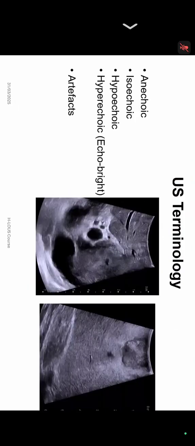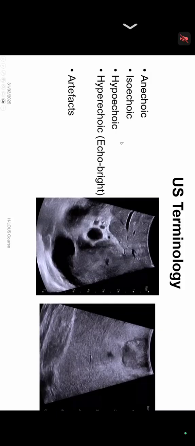Now, these terminologies were so confusing when I started learning, but actually it's very simple. The terms we use are anechoic, isoechoic, hypoechoic, and hyperechoic. Hyperechoic can also be used almost synonymously with echo bright. If you look at this tube, that is anechoic. That means there are no ultrasound waves coming back. Everything is going through. So anything that is black, we describe as anechoic.